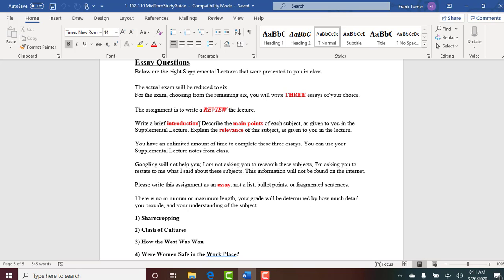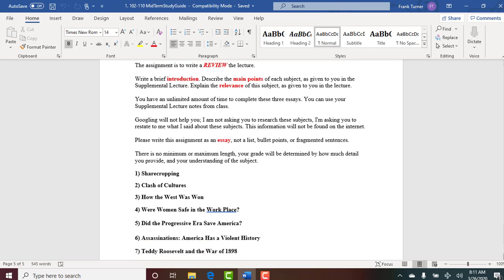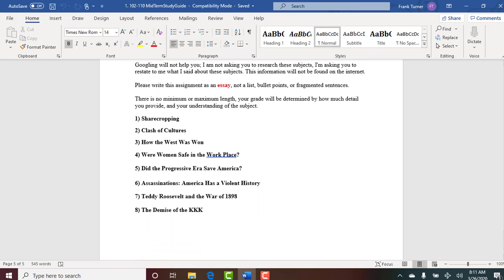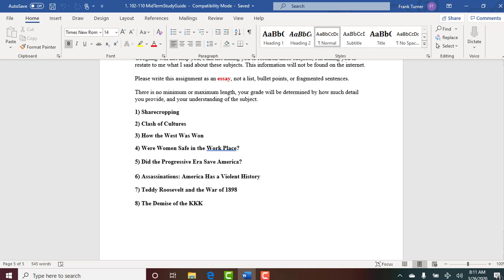Please write this assignment as an essay, not a list of bullet points or fragments. It's a college level essay, okay? And again, no minimum or maximum length. But again, less is better because I'm not looking for a whole lot of detail. Just tell me what I said. Your grade will be determined by how much detail you provide and your understanding of the subject, okay?